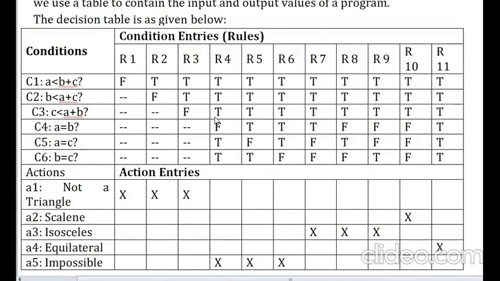So this is the decision table approach for the triangle program. A decision table has 4 portions. This portion we call the condition portion, leftmost. The rightmost is the condition entries. Like that, this is the action, and this is the action entries. There are 4 portions: the conditions, the condition entries, the actions, and the action entries.